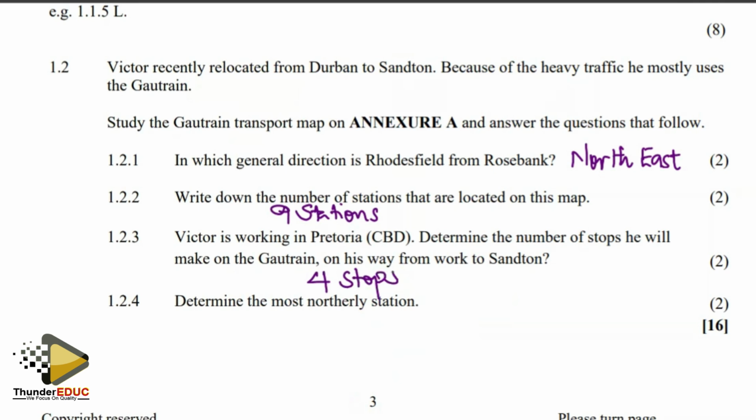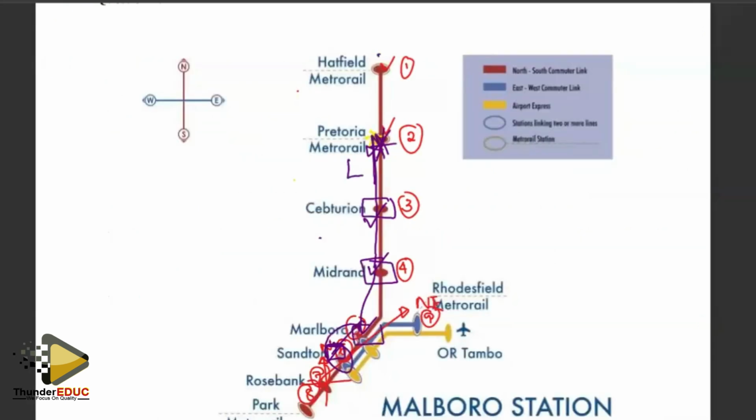Determine the most northerly station. The one in the most north side, this one here. The name is Hatfield.